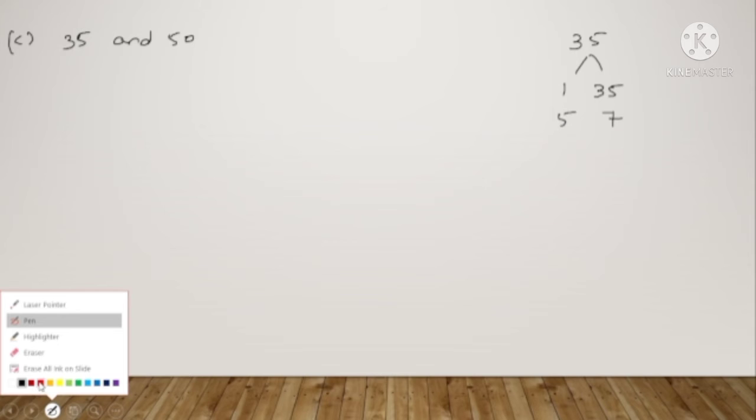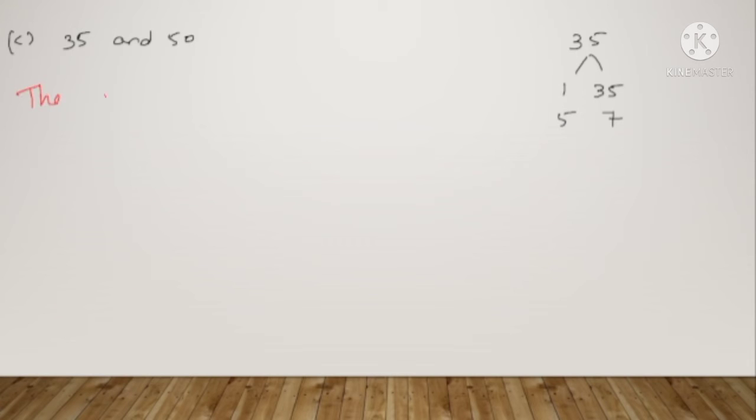Next, we are moving towards subdivision C, 35 and 50. So first of all, let us find the factors of 35. 1 35s are 35, 35 1s are 35, and then the 5 table: 5 7s are 35, 7 5s are 35. So let us write the factors. The factors of 35 are 1, 5, 7, 35.